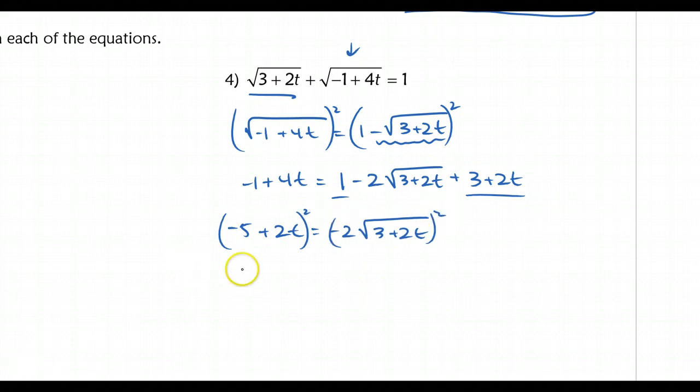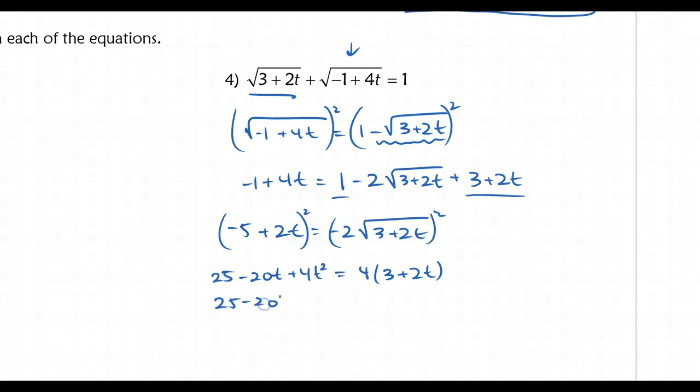Hold on. Okay, squaring both sides, I'm left with 25 minus 20t plus 4t squared, equaling, this is going to be a positive 4 now, times 3 plus 2t. So remember to square this first term and the radical, okay? Alright, now this is just going to become a normal quadratic, so you see this t squared term here. So I'm just going to move everything to the left and solve this quadratic.